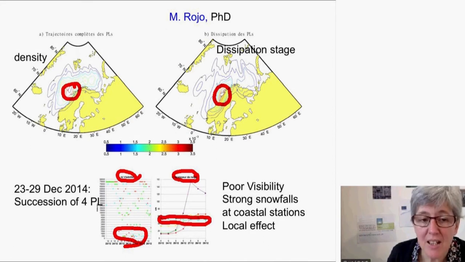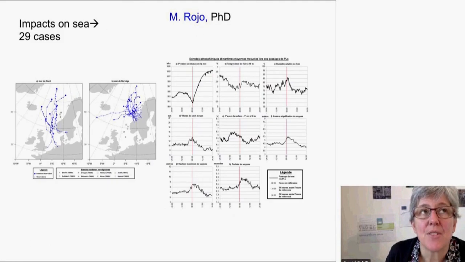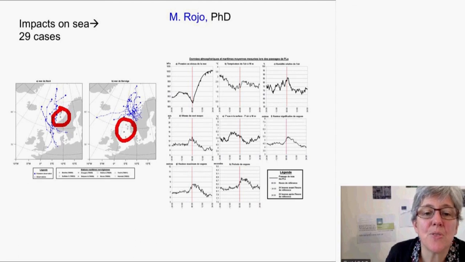So these systems are important to study because of the impact they can have. Here it's in terms of visibility and snow depth. Here it's more over sea. We have considered the systems which have flown over oil stations, which have made measurements of wind, of waves, and a number of parameters. There are three stations here over the Norwegian Sea and 4 or 5 here over the Nordic Sea.